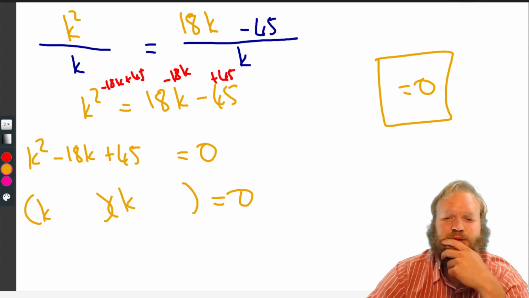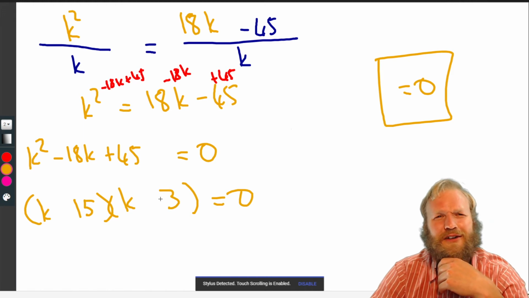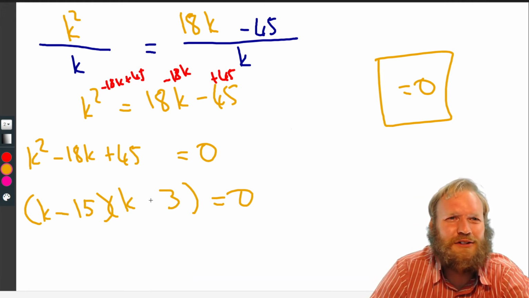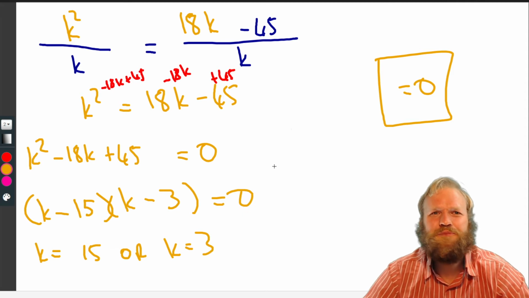Did you get it? 15, 15 and 3. Right? Okay, so back on track. So what do we got? Minus, minus. So k equals 15 or k equals 3.